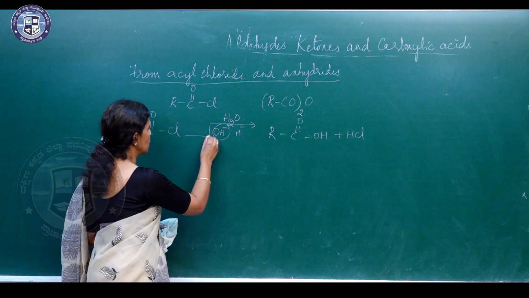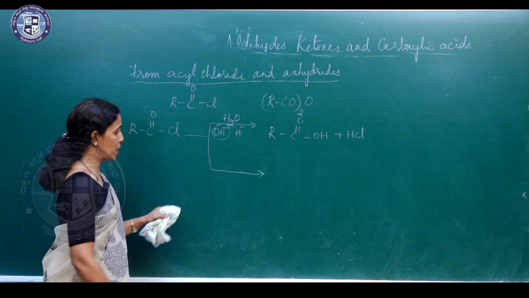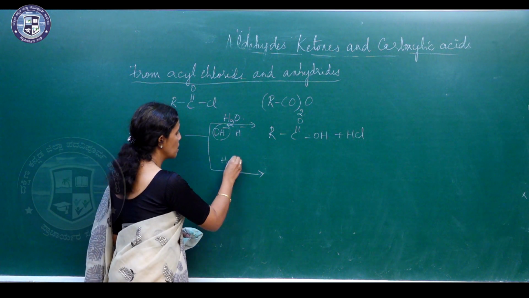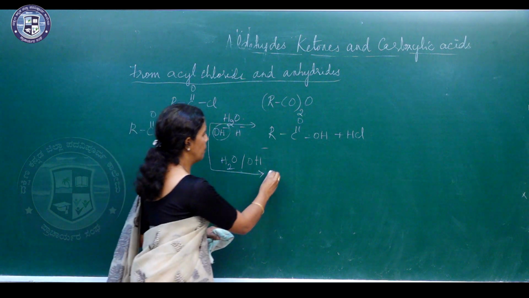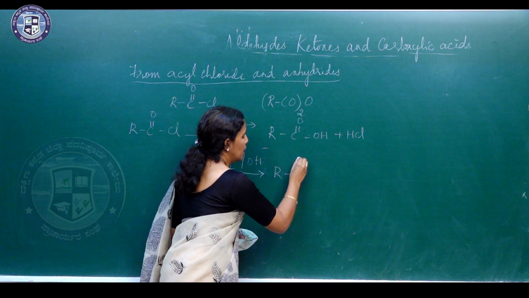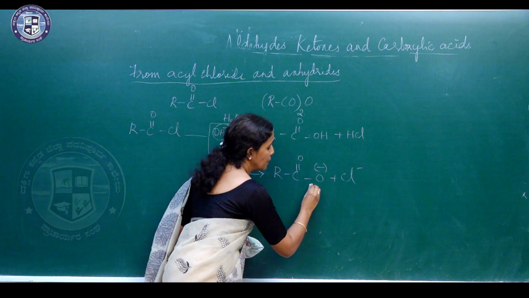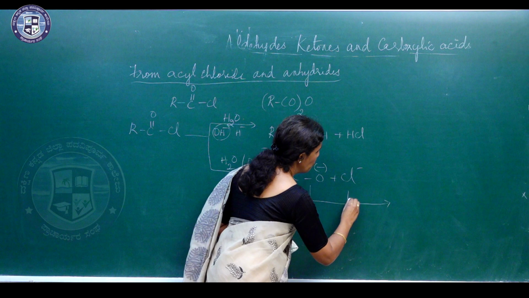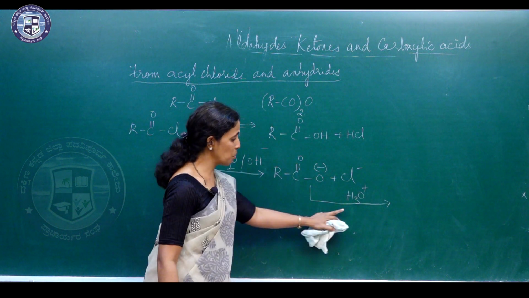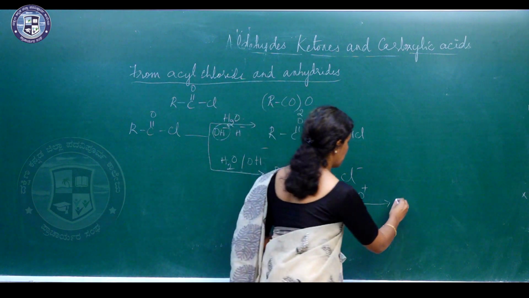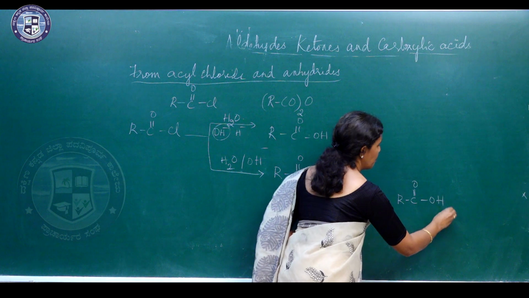Suppose the same reaction is carried out in presence of a base. You are carrying out hydrolysis in presence of a base. So, then you get the carboxylate ion, and this has to be subjected to acidification to give carboxylic acid.